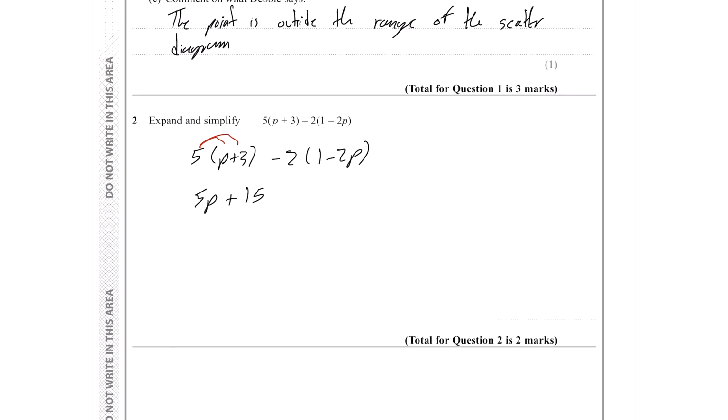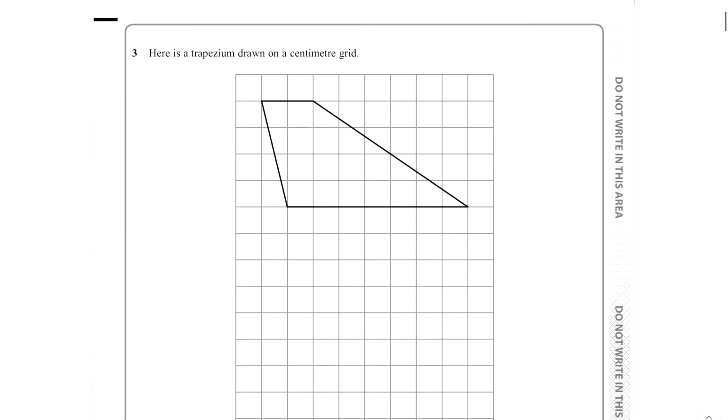And the second one, the only thing you have to be careful of is the negative. So that's minus 2 times 1 and then minus 2 times minus 2p. So that becomes minus 2 plus 4p. And we can collect the like terms, so that's going to be this one and this one to start with. So that's going to be 9p, and then we're left with 15 and minus 2, so that's plus 13. Moving on to the next one.